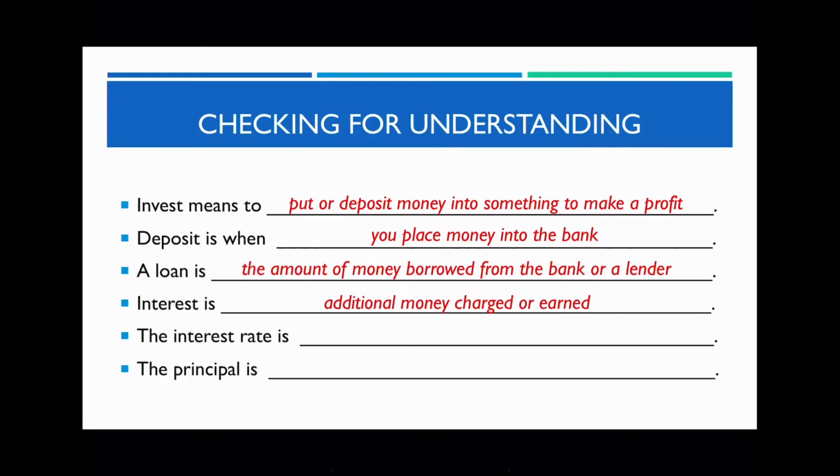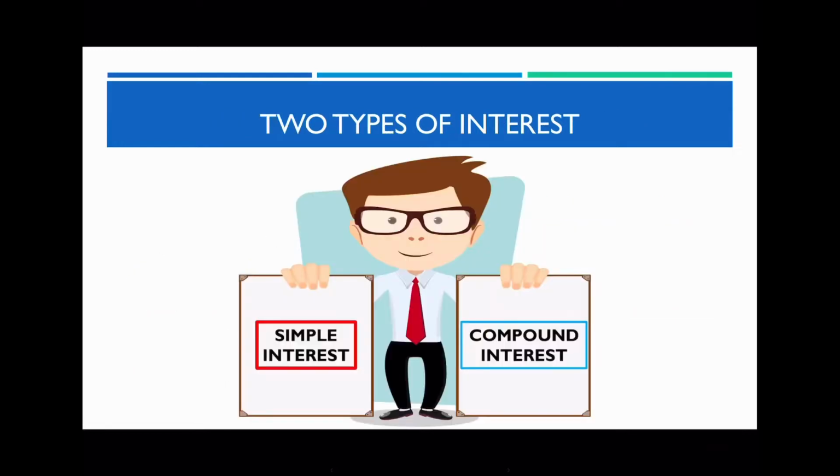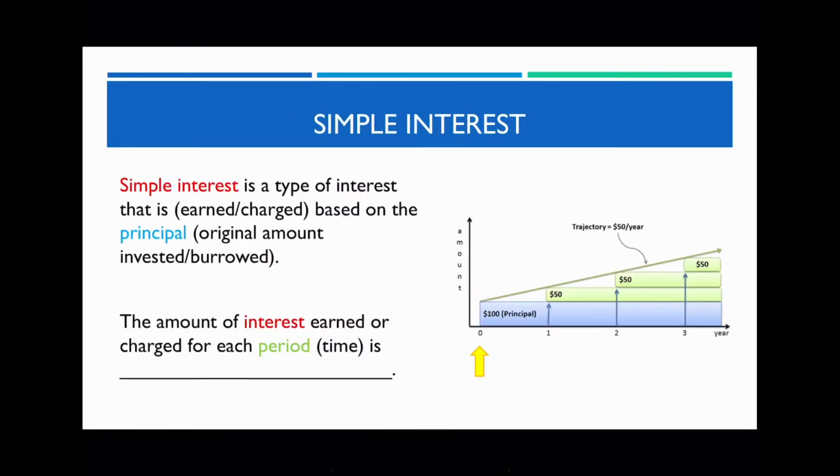The interest rate is pretty much the interest that you need to pay expressed as a percentage of the principal, and the principal is the total amount of money that you've either borrowed or invested at the beginning. There are two types of interest, but in today's video we're only going to be focusing on simple interest. Simple interest is a type of interest that is earned or charged, depending on the context, based on the principal.